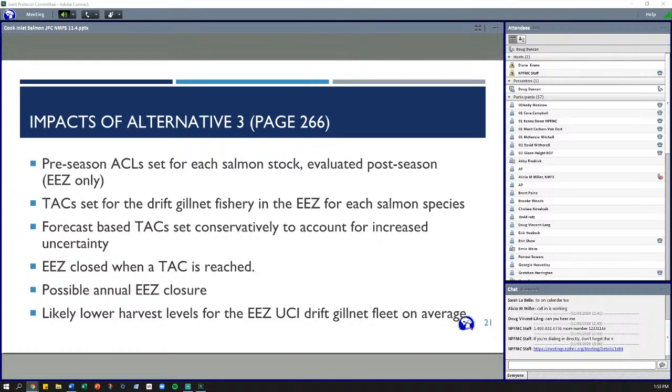exceeding our catch limits. And so under Alternative 3, due to these challenges, we would expect lower harvest levels by the EEZ drift gillnet fleet on average. I will point out that this could provide additional harvest opportunity in state waters salmon fisheries. So if there were silver fish surplus to escapement, these could continue to be harvested in state waters under Alternative 3.